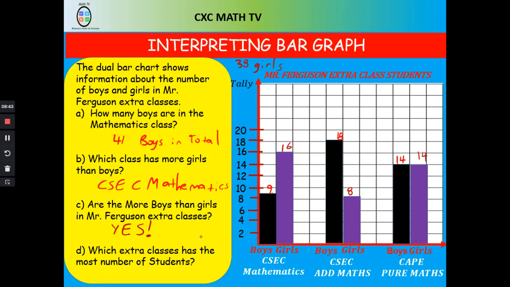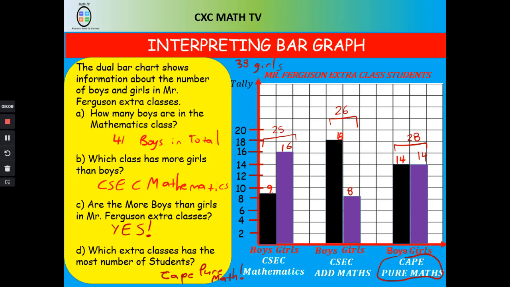Now it says, which extra class has the most number of students? To find out the most number of students, we notice 18 and 8 in this class is 26 students together. In this class, 9 and 6 is 25. And in this class, 14 and 14 is 28. So the pure mathematics class has the most number of students. In this case, it would be the Cape Pure Math.